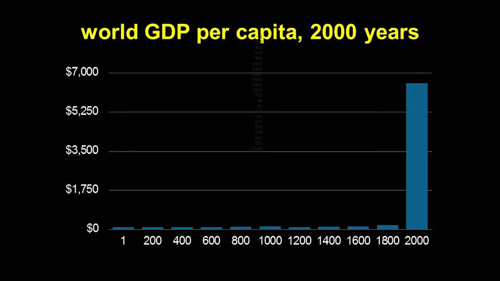So I want to start by looking at the history of GDP. Now, GDP is how we measure how the economy is doing. It's gross domestic product. It's the total amount of money flowing through the economy on an annual basis. And as you can see, for the last few thousand years, GDP basically was pretty much flat at a fairly low level. And then just in the last century, it's gone through the ceiling.